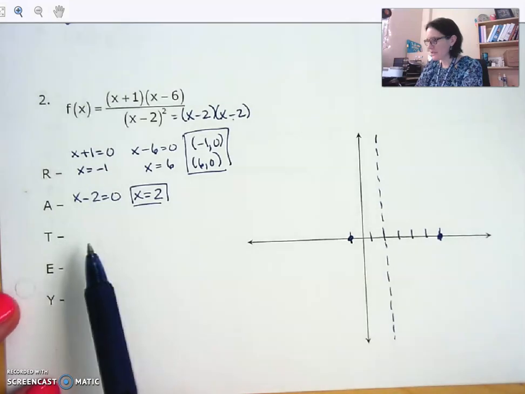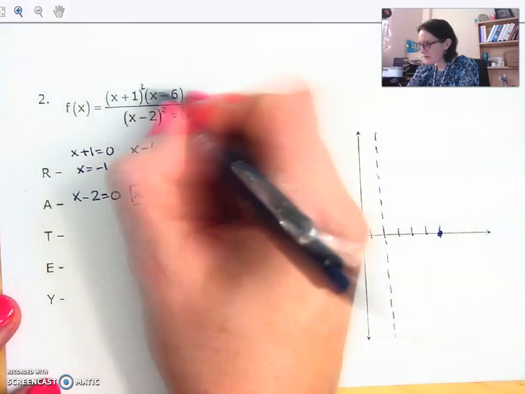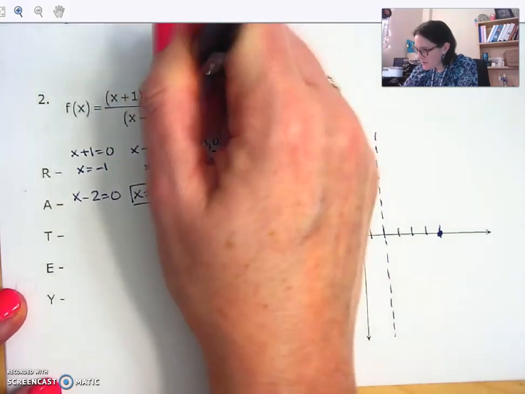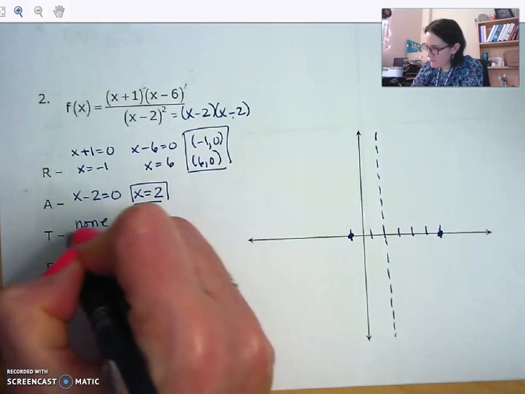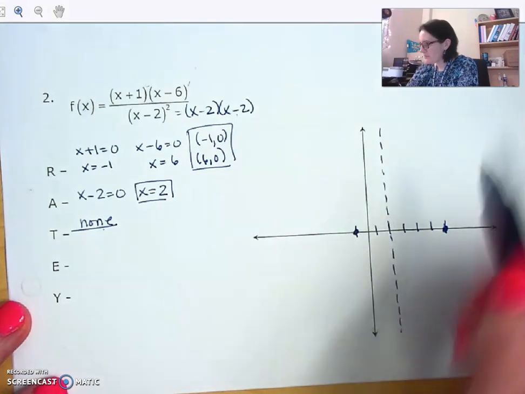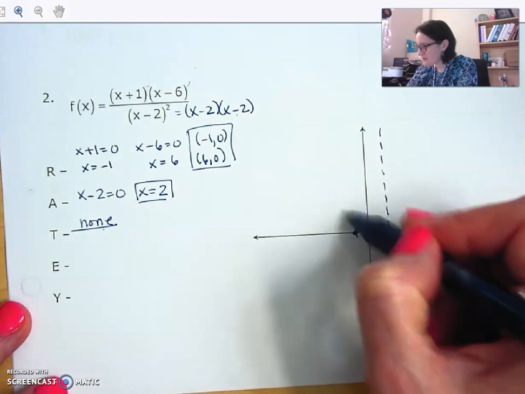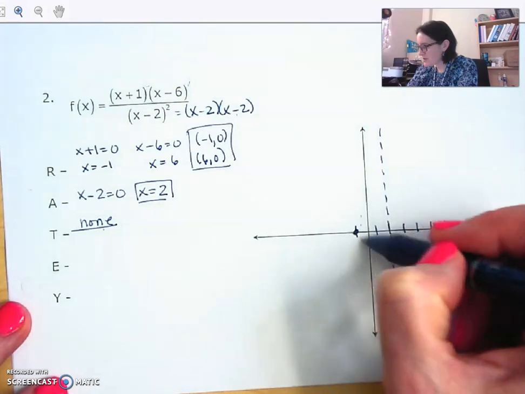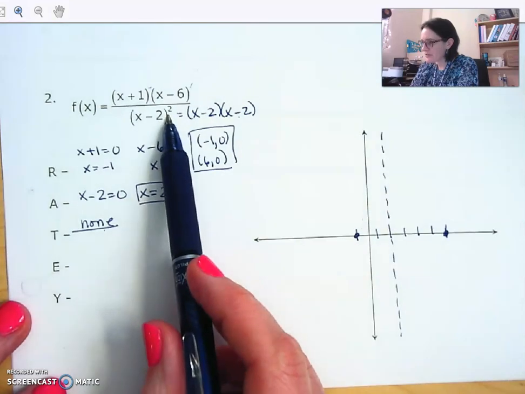T is for tangent over together. Are either of my factors in the numerator squared, meaning if they were squared, it would look like that. Okay, but they are not. So I'm going to say none are squared in the numerator. None being squared means that at these roots, the graph is not tangent. Tangent is a bounce. It would come towards it and bounce off. If it's not tangent, it's going to come towards it and cross through. That's what that means.